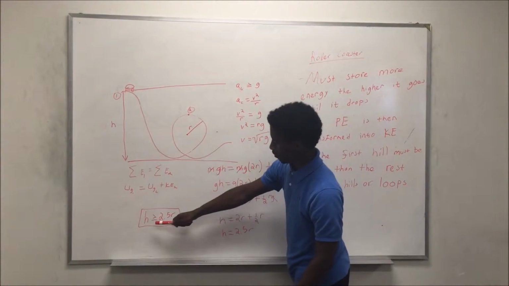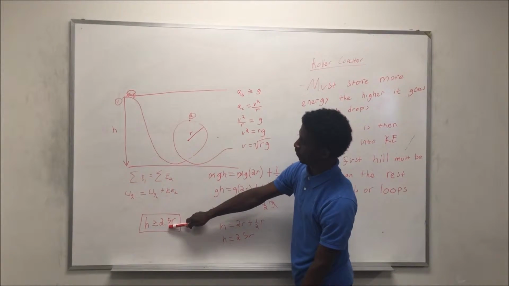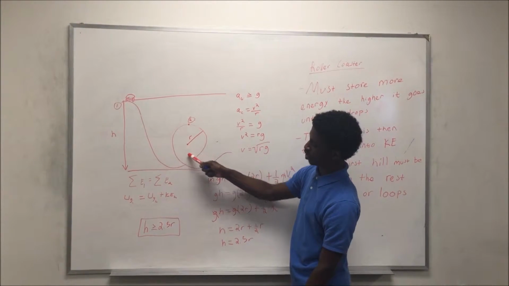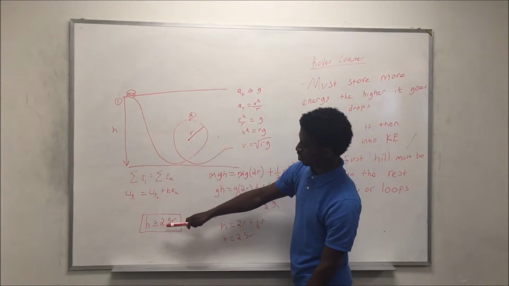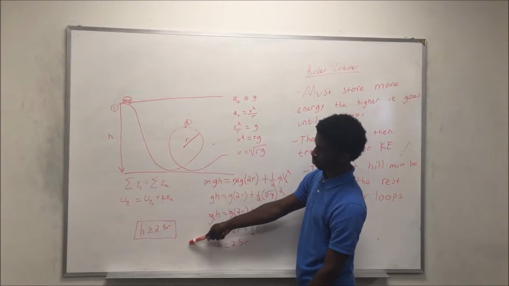So the height when it first starts off has to be greater than or equal to 2.5 times the radius of the circle that you want it to go around. If it's anything less than that, it'll come to a stop and fall straight down.